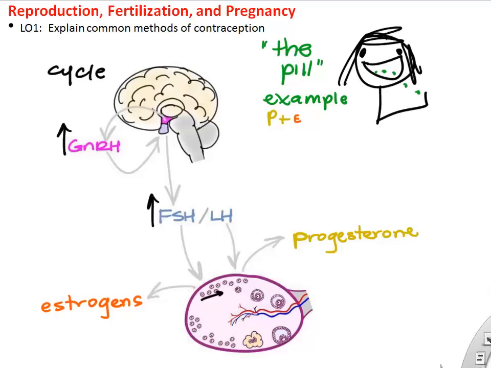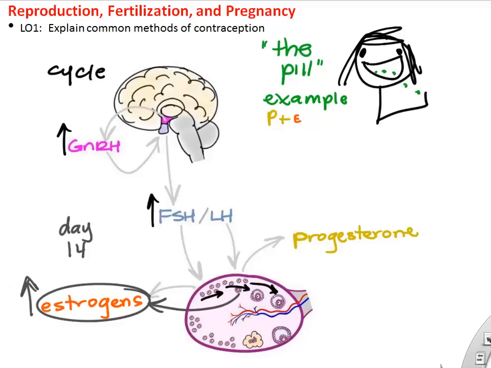So remember, in the female reproductive cycle, GnRH stimulates FSH, which stimulates follicles to develop. You get lots of estrogen. At day 14, there's a surge in LH, and that surge in LH triggers ovulation of the dominant follicle, and that oocyte then is available for fertilization. So remember, you need an LH surge to cause ovulation.